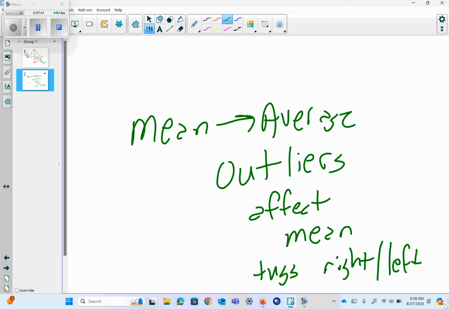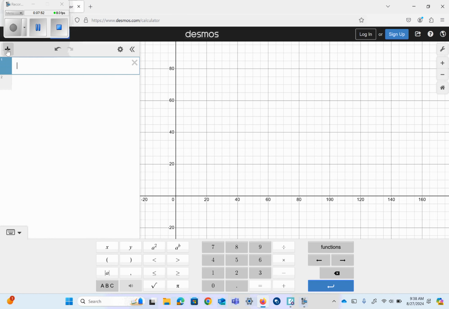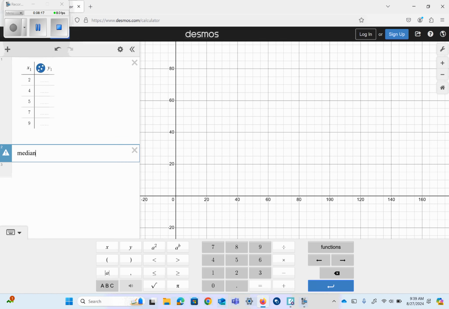So if I go back to Desmos, excuse me, and I go to another table, we have 2, 4, 5, 7, 9. And I say, okay, I want the median, the middle of my data. Just type in median, or you can find it under the functions. Median of X1, in this case, is going to be 5. But if I did the same data set without the 9 there, then it changes to 4.5.